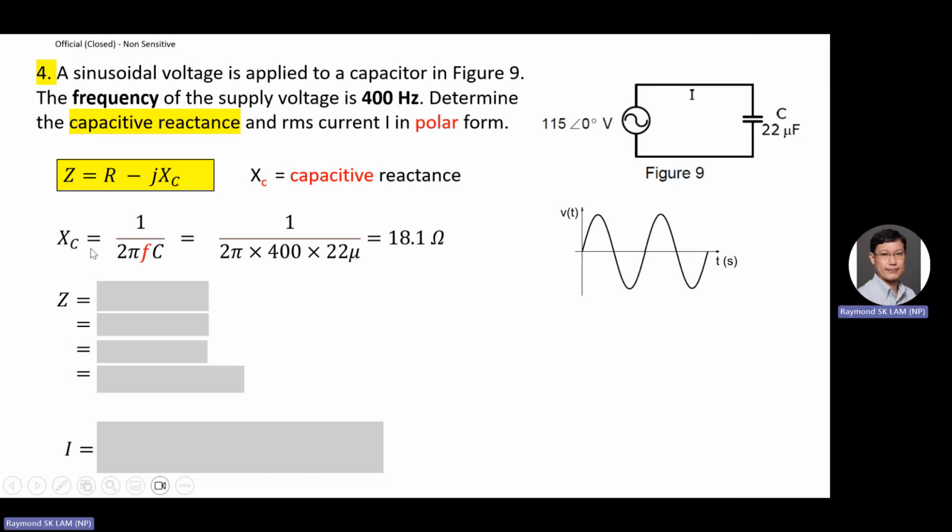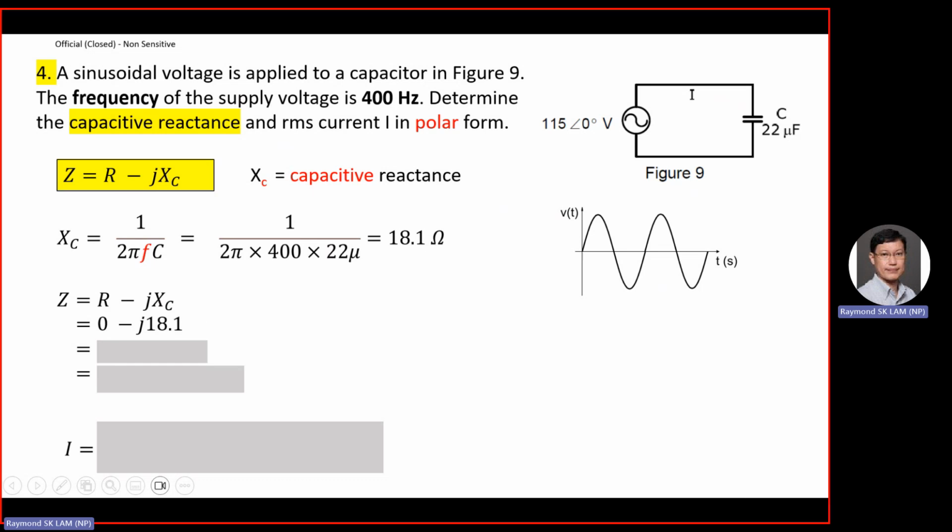And now we have calculated the XC. So we substitute XC into this formula. Okay, we have this formula, we substitute XC into here. So 18.1 is for the XC. Also 18.1 comes from here. XC is 18.1, you substitute inside here.